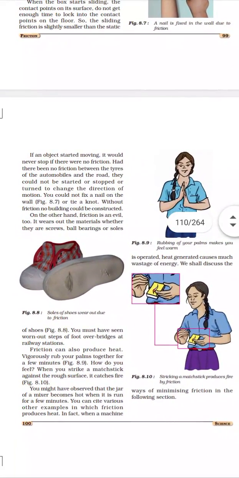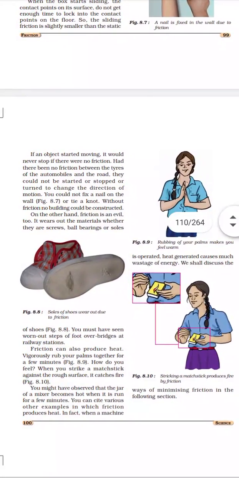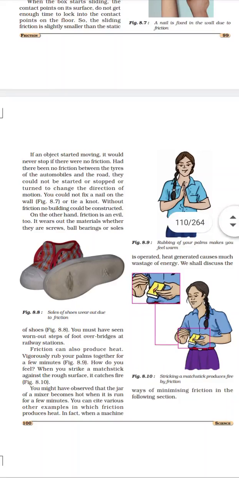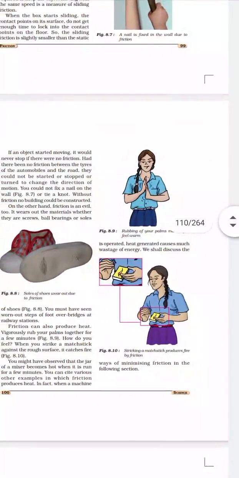Vigorously rub your palms together for a few minutes. How do you feel? When you strike a matchstick, it catches fire. You might have observed that the jar of a mixer becomes hot when it is run for a few minutes. You can cite various examples in which friction produces heat.